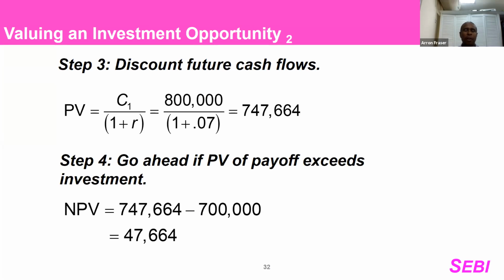If it was for 2 years, if this 800,000 was coming in 2 years, then you would have taken it up to the second power.